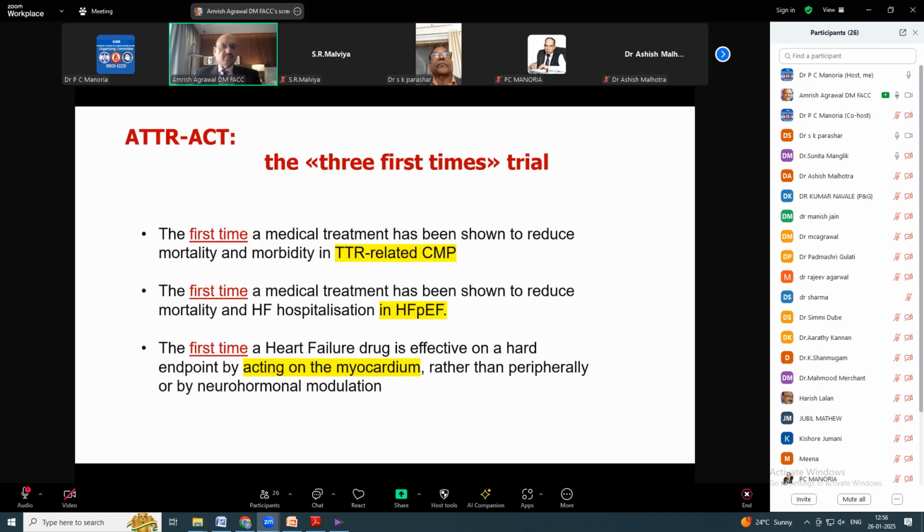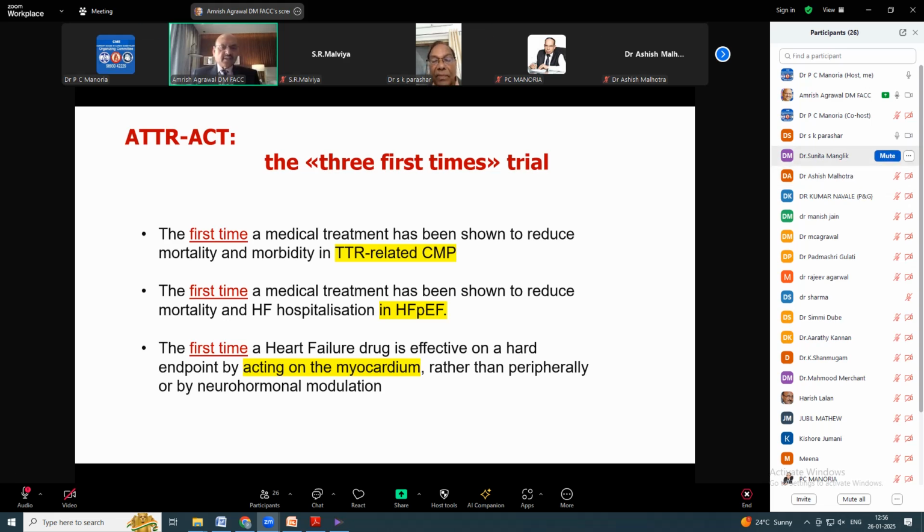So the ATTR cardiomyopathy trial was the first trial to show impact in heart failure with preserved ejection fraction. Now we have SGLT2 inhibitors. The SGLT2 inhibitors came in 2021, but in 2018, for the first time, a drug was shown to reduce mortality and morbidity in the population with heart failure with preserved ejection fraction due to cardiac amyloidosis. And this is the first time a heart failure drug is effective on hard endpoints by acting on the myocardium, rather than acting on peripheral neurohormonal mechanisms.